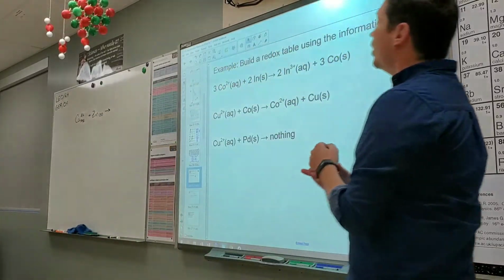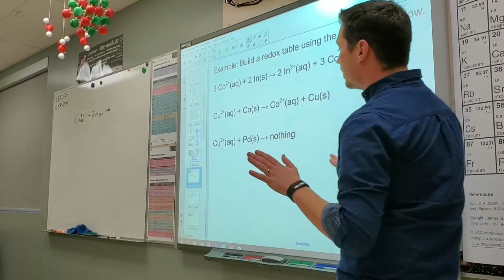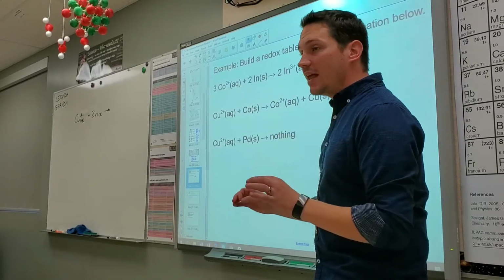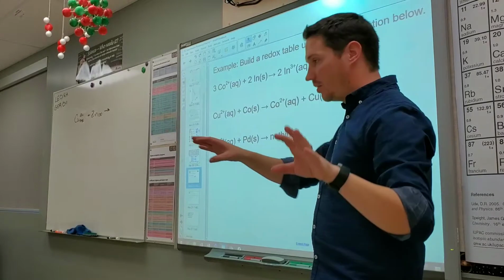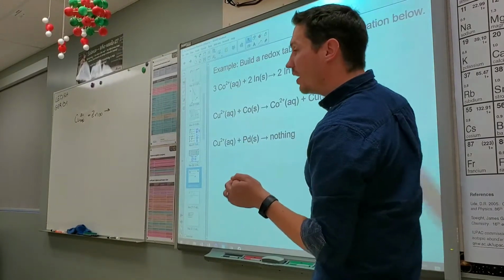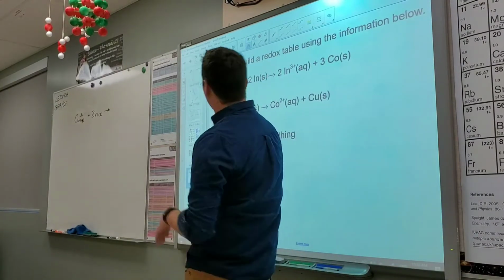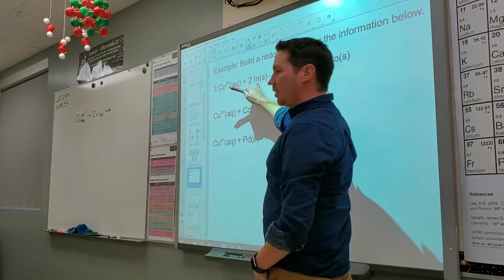So in here, we're going to build a redox table. It's going to be the exact same thing as what we did before. Whoever wins the electrons, we put on top. Whoever loses the electrons, we put on the bottom. Are we okay with this? We're going to get a rough table going, and then we'll make a good copy of the table off to the side. Okay, so cobalt ions and indium.